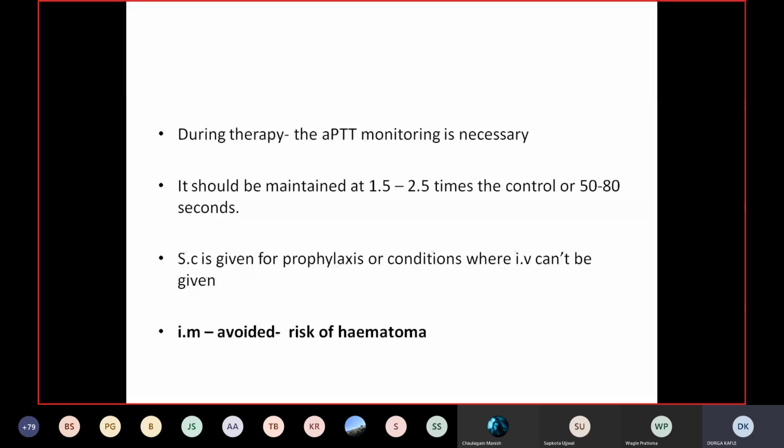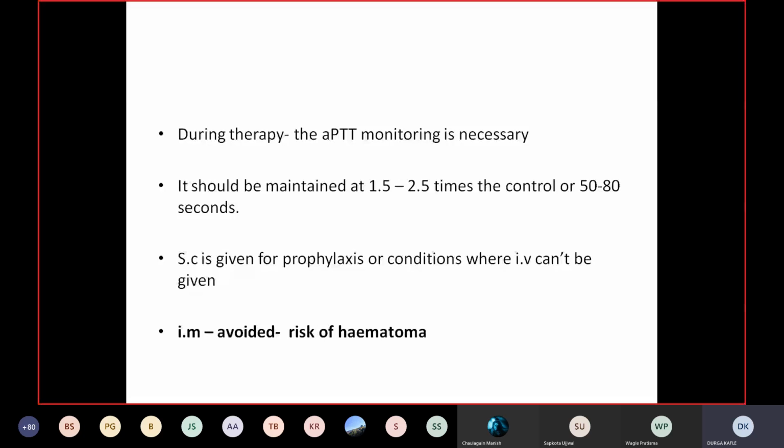Okay, you should know, this APTT level should be in the range of 1.5 to 2.5 times that of control. If the normal range is 30 to 40, then you can maintain this level till 60 to 80 seconds, or 50 to 80 seconds, not more than that. If this APTT level is increased more than 2.5 times or more than 80 seconds, then there may be an increased risk of bleeding due to heparin.